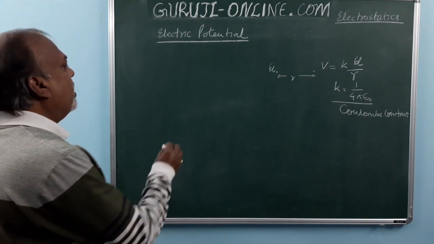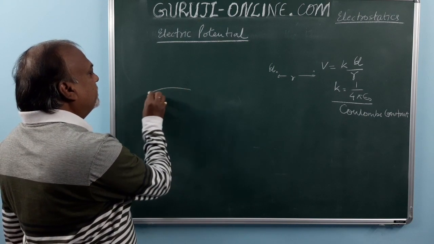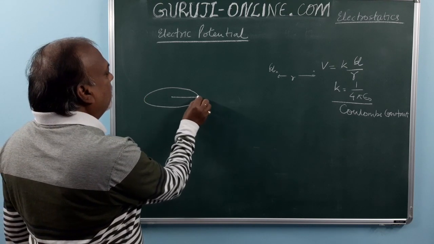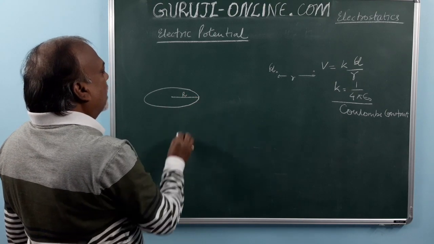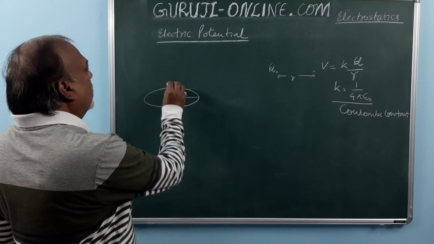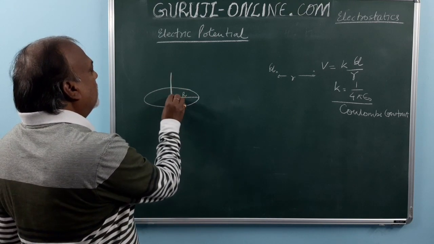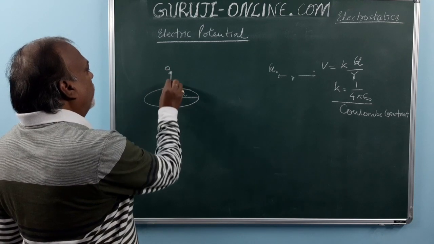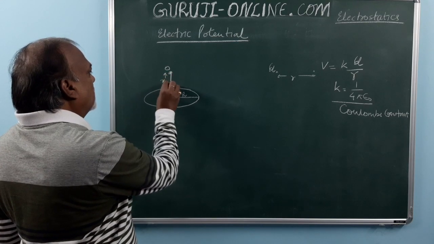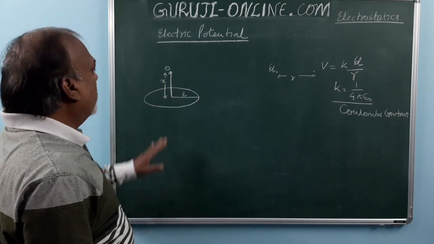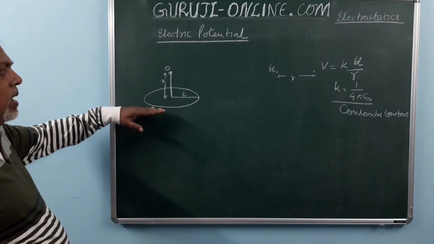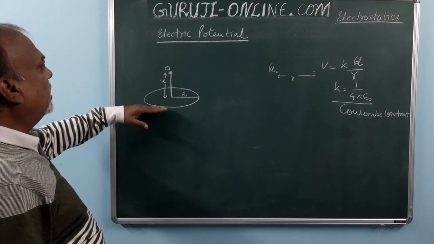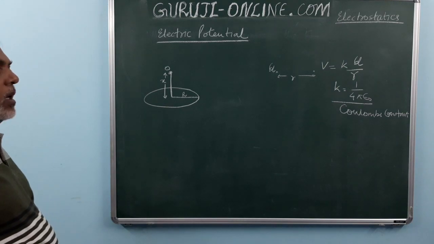Now, suppose you have a ring with radius r, and you are asked to find out what will be the potential at O, which is x distance from this ring perpendicular to the plane of the ring. This ring is horizontal and this is on the y-axis.